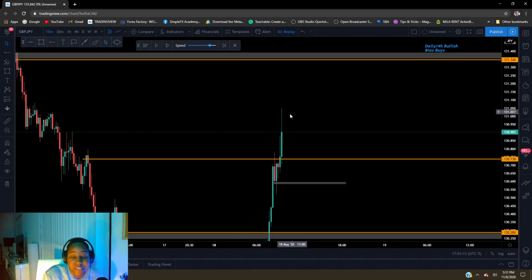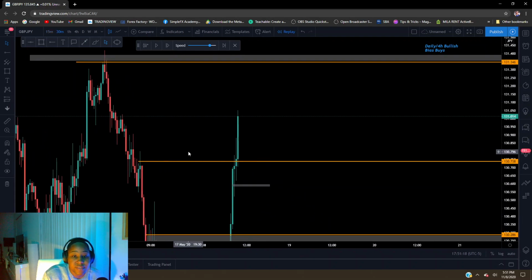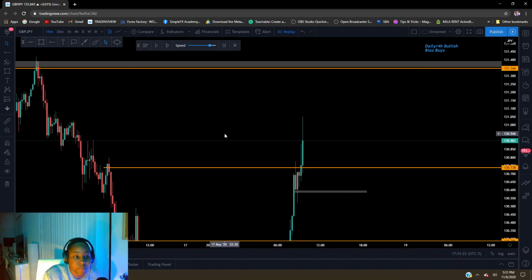Okay, so can price continue up? We have a wick fill here on the 15. Let's look at the 30. Yeah, it should continue up. Can we expect a retracement? Absolutely. So let's look at it on the 15, because the 15 has been a little cleaner for us. And let's see how the market plays out.